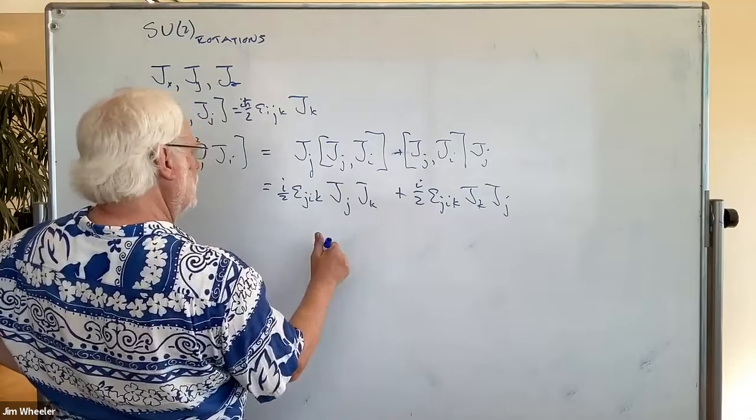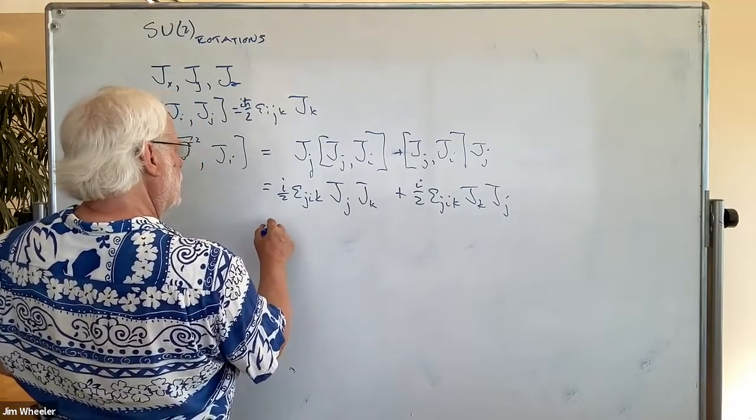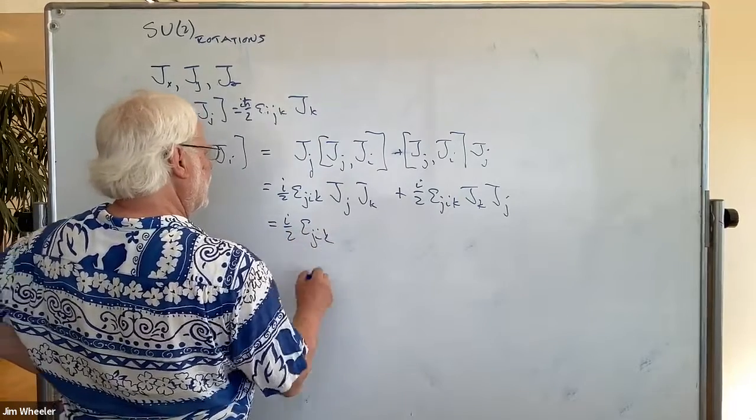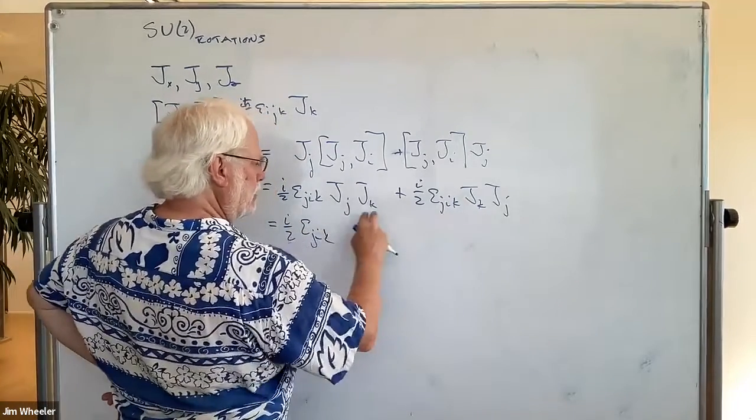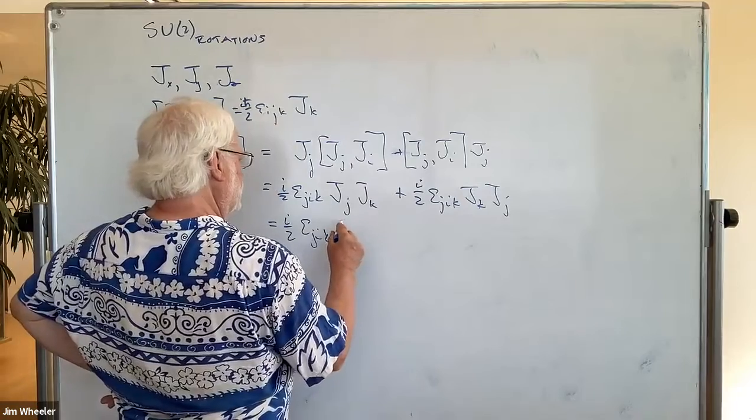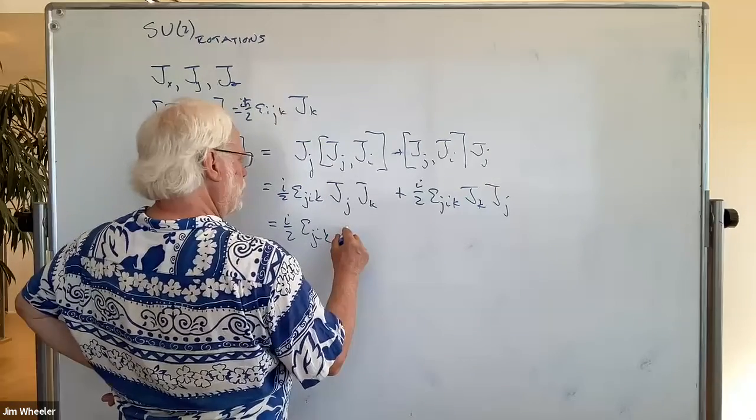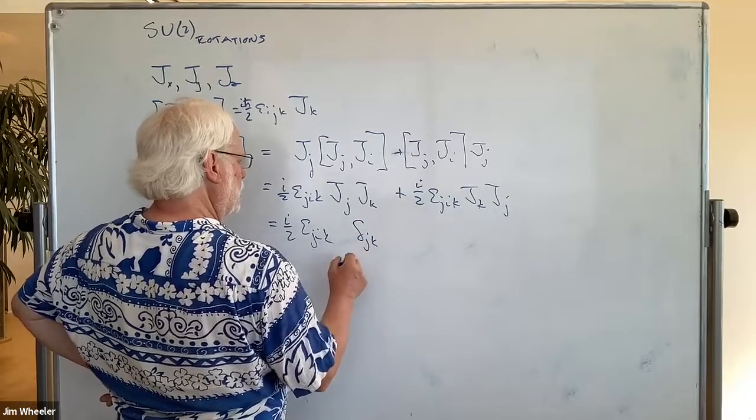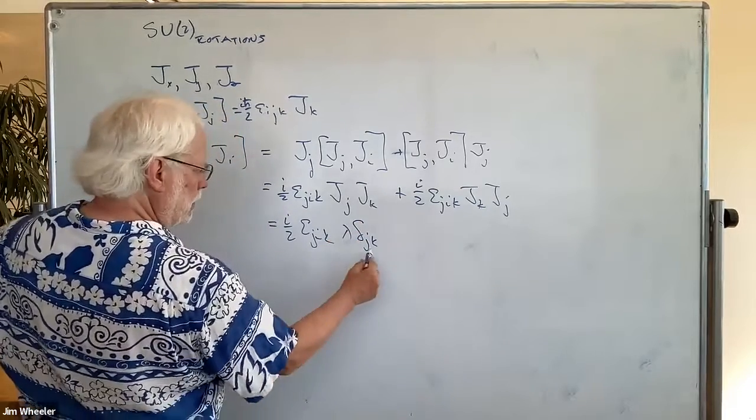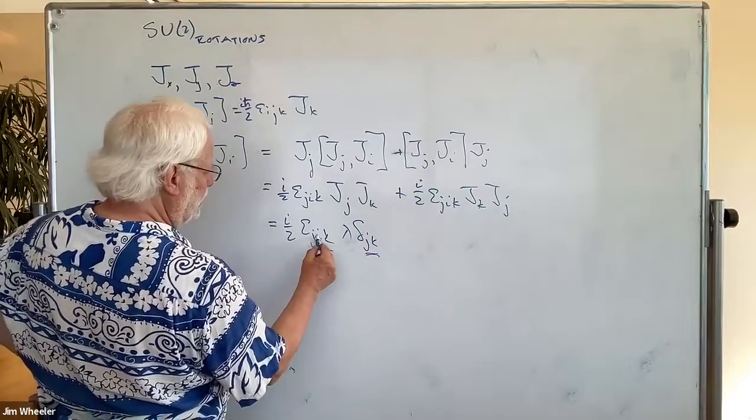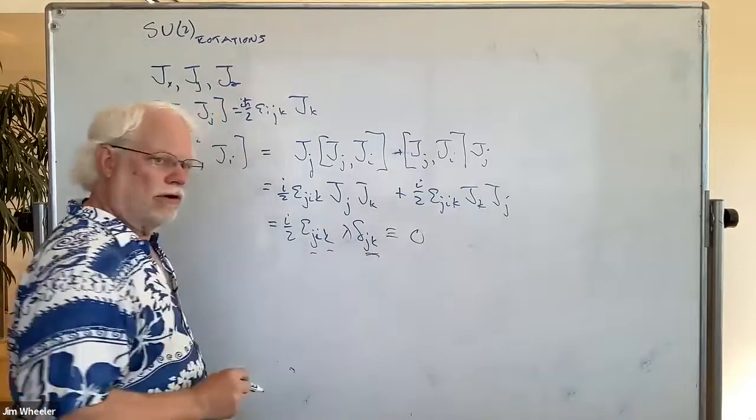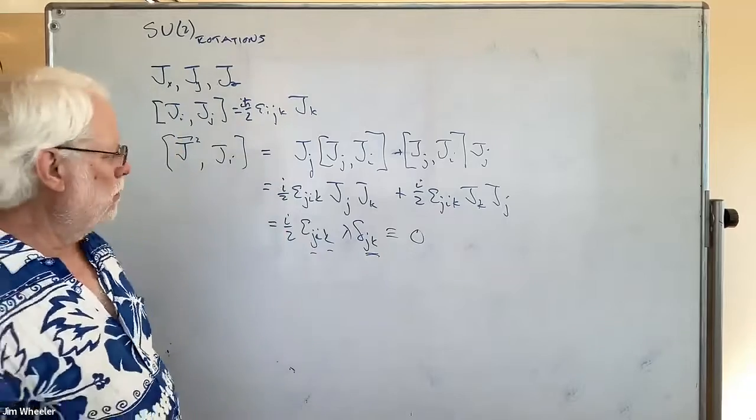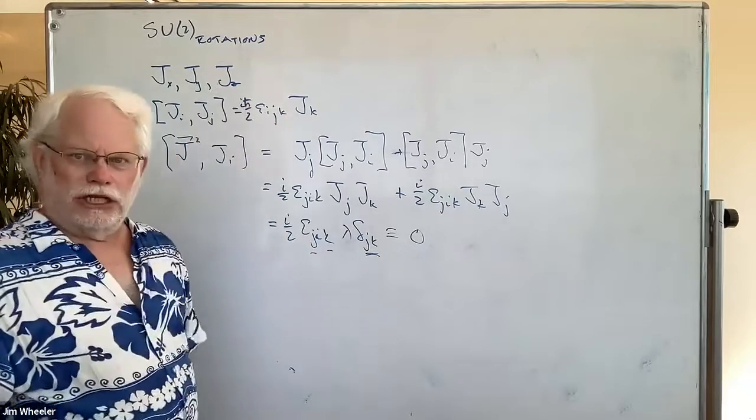Okay, then here, ε_jik. Now this is an anti-commutator of J's, which is proportional to δ_jk, some constant here. But this is symmetric, and this ε_jik is anti-symmetric, so this is identically 0. We're just summing this anti-symmetric thing, so that's going to be 0. So J² commutes with all the J's.